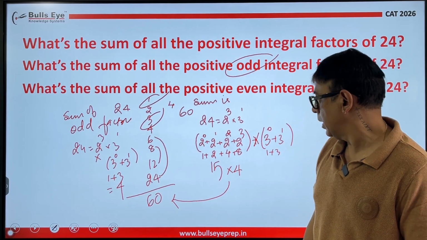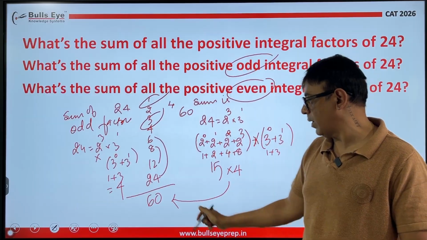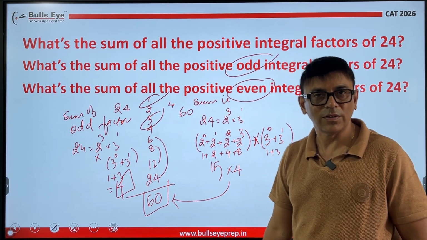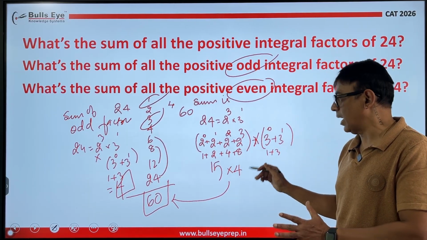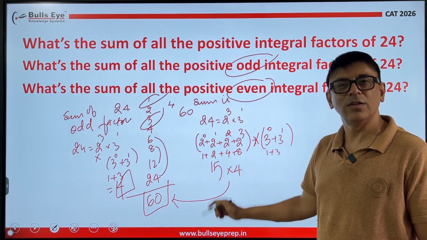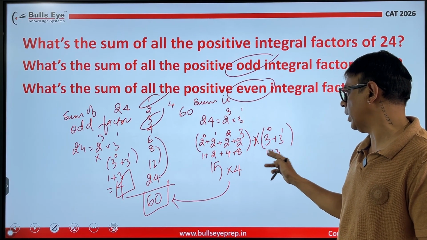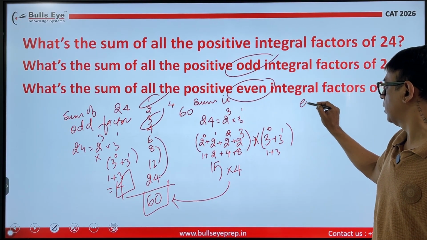What is the sum of all the even factors? One ideal way is this: the total is 60. 60 minus 4, that is 56. But if you want to know the maths behind it, keep it as it is. Only omit this 1. So that is 8 into 10. 10 plus 4, 14. 14 into 4 is 56. Let me write it separately here.